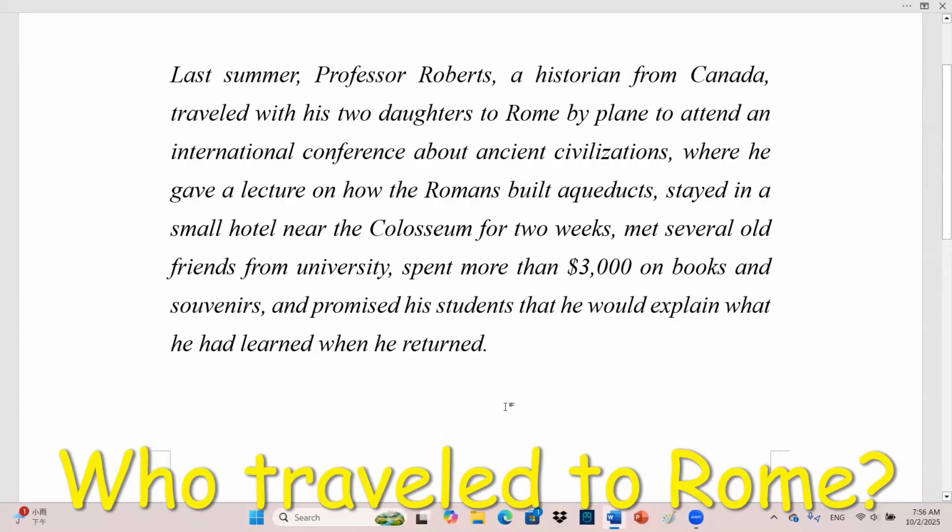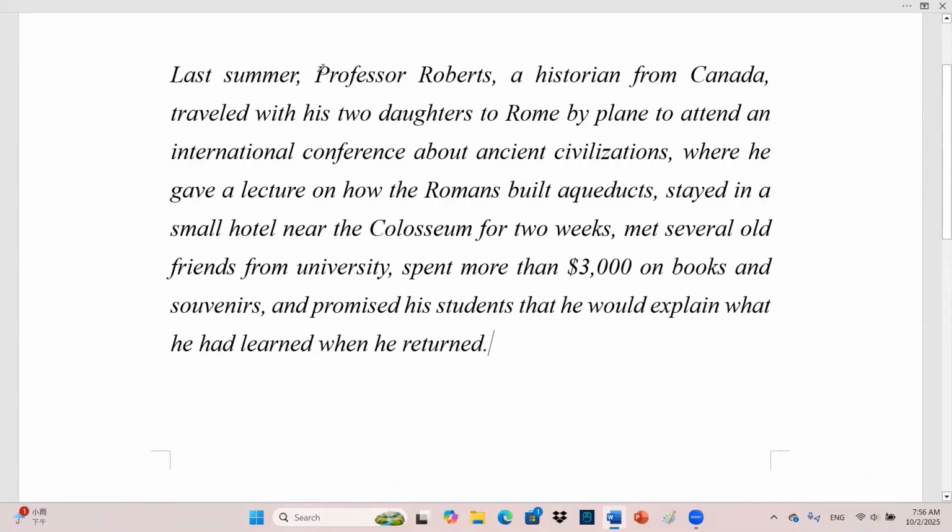We start with who. Who traveled to Rome? A possible answer is, the only answer here, Professor Roberts. Of course, if you want, you can also add his two daughters, because they went together.